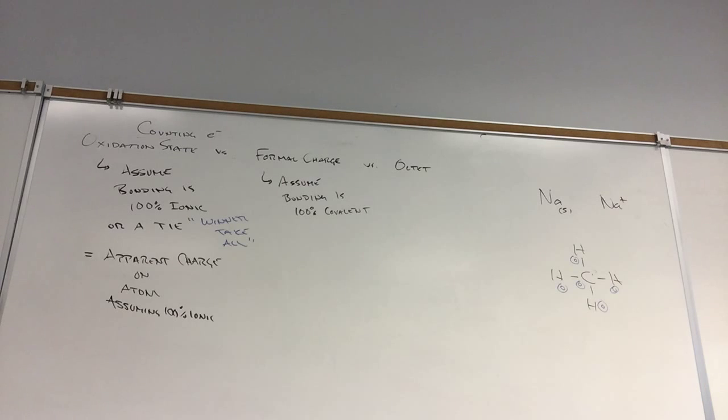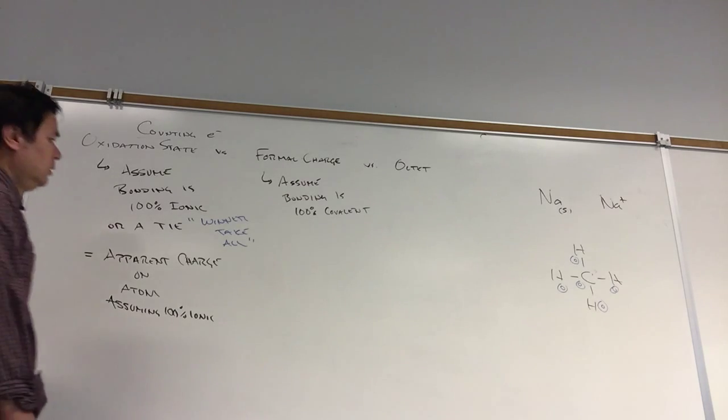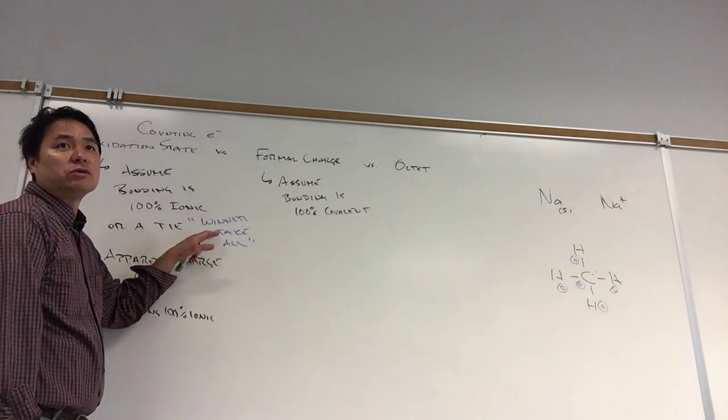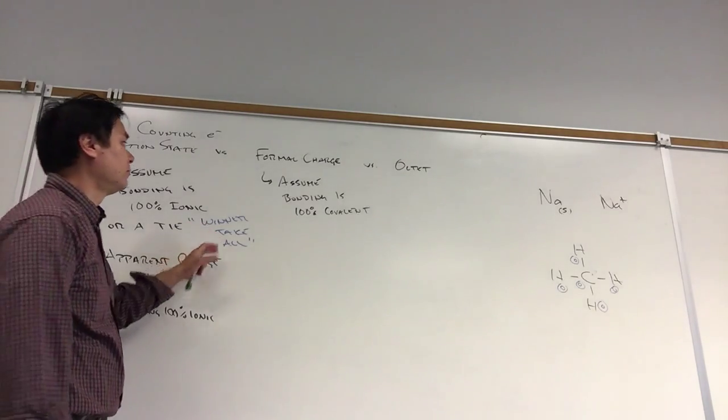What's the most electronegative element on the periodic table? Fluorine. What are the top 3 most electronegative elements? Fluorine, I heard nitrogen, that's correct. Fluorine, oxygen, and nitrogen. Those are the most electronegative. So whoever's more electronegative, whoever's stronger in the tug-of-war for electrons, will win all of them.